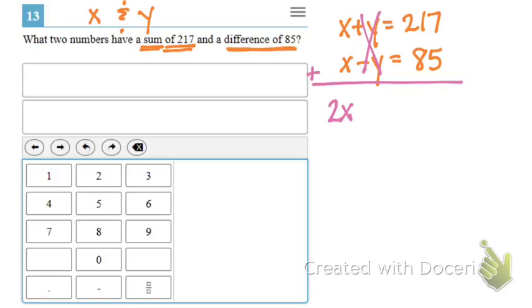So now I have 217 minus 85. So I'll put that in my calculator. I see that's 132. Now, I just have one variable. I can easily solve this. So I'm just going to undo multiplying by 2 by dividing by 2. And when you do that, you see X equals 66.